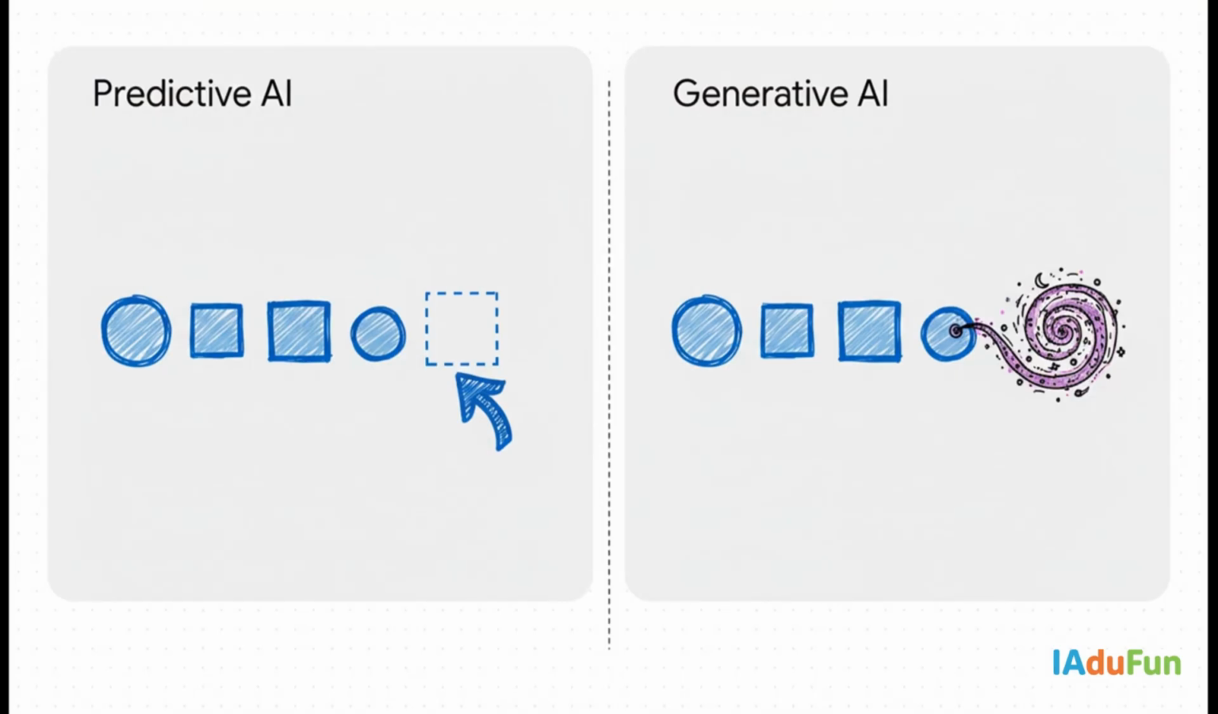So here's the bottom line. Predictive AI is all about finishing a pattern that's already there. Generative AI is about creating a whole new pattern from scratch. It's really the difference between guessing the next word and writing the next chapter.